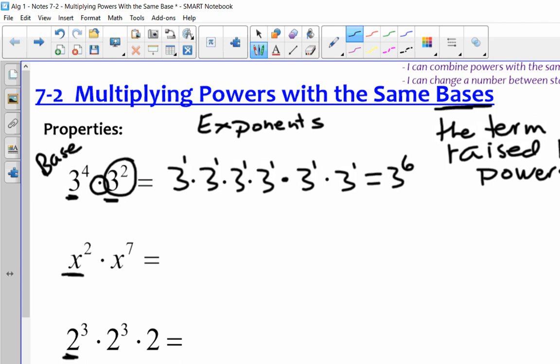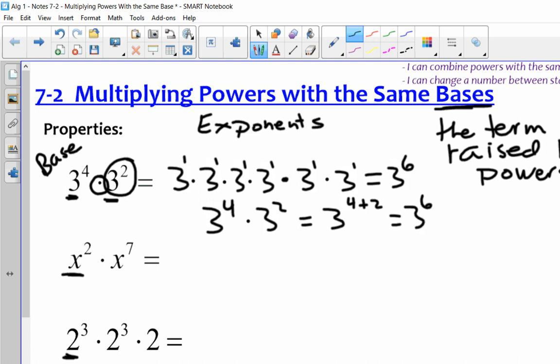So what did I really do there? If I take this question as it was in the beginning, I really took the base, since it was the same. This rule only applies when the base is the same. I took the powers and I added them together. So I get the same answer.